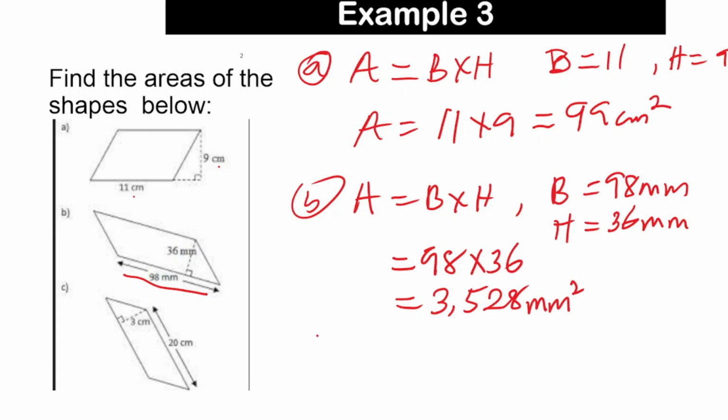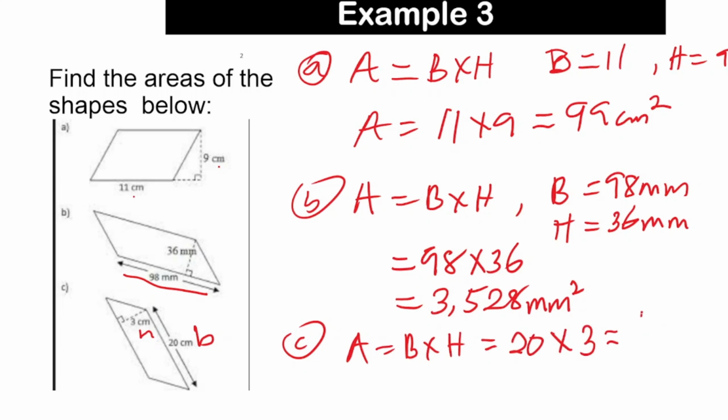Then for the last part here, which is part C, this will become the base, and 3 centimeters is the height. So area is base times the height as well. That is 20 multiplied by 3, so this will become 60 centimeters squared. So that is that on the parallelogram.